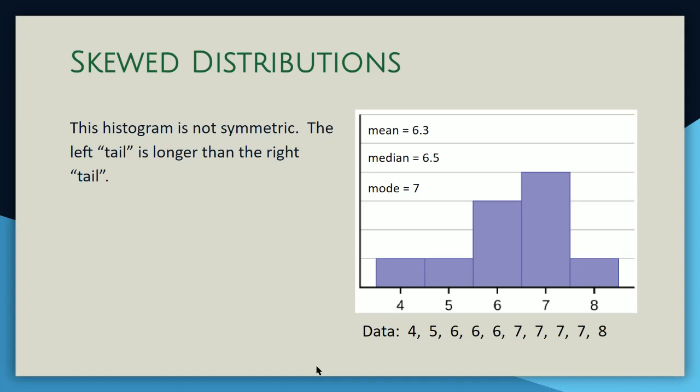If a picture is not symmetric, then more often than not it is what we call skewed. And skewed means that the peak of the data is not in the center of the graph. So this histogram is not symmetric. The left tail, over here at 4 and 5, is longer than that right tail. There's only a tiny little tail after that peak at 7.